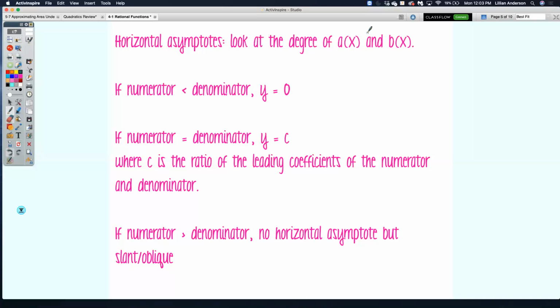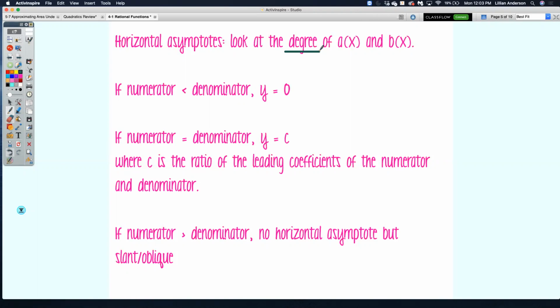Your next type of asymptote, which are your horizontal asymptotes, you want to look at the degree of A of x and B of x, that is, of the numerator and the denominator of your rational function. There are a few stipulations. Stay along with me. Let's try not to jump ahead. First off, let's review this terminology.